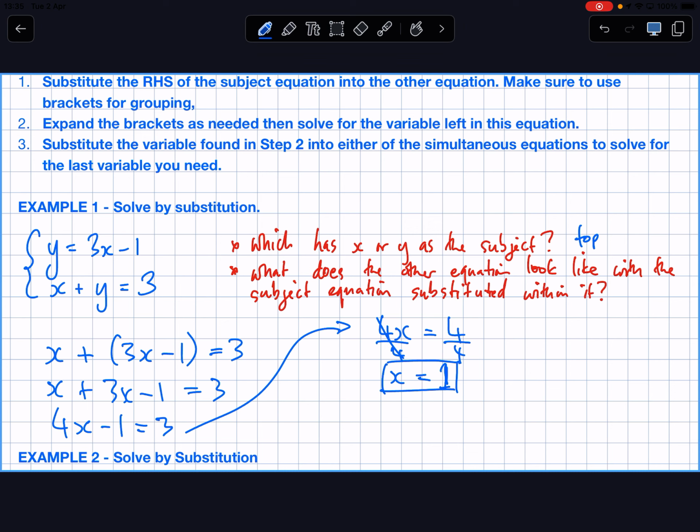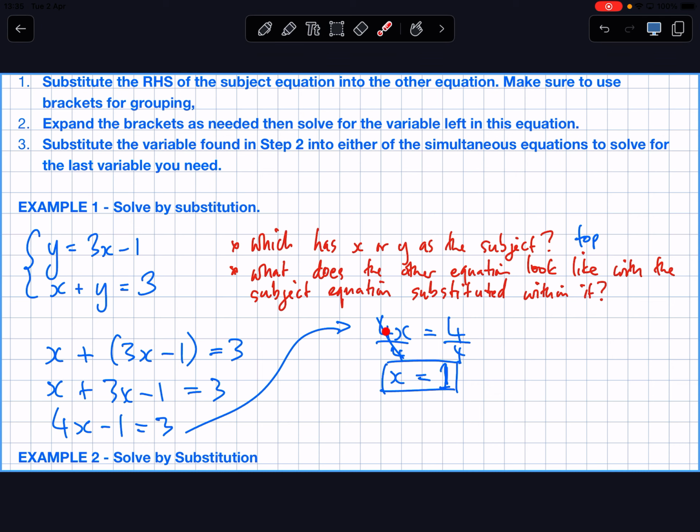Nope. Because I want to know what y equals. So what you should do, yep. How did you get 4 over 4? Because we got to here, opposite of taking 1 is adding 1. So 3 plus 1 is 4. So I'm at 4x is equal to 4.